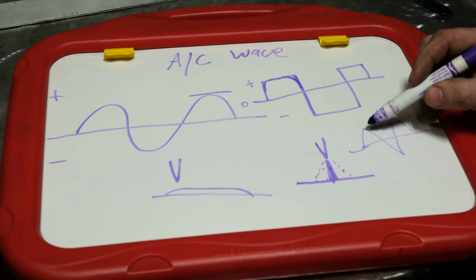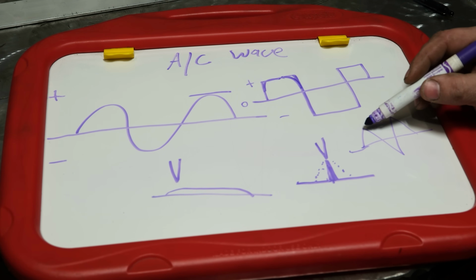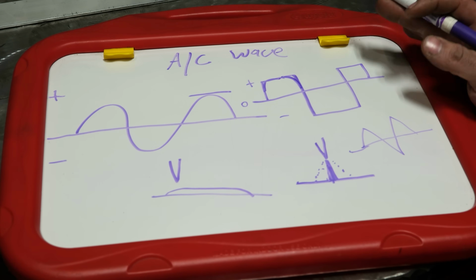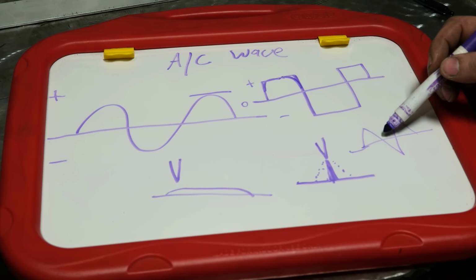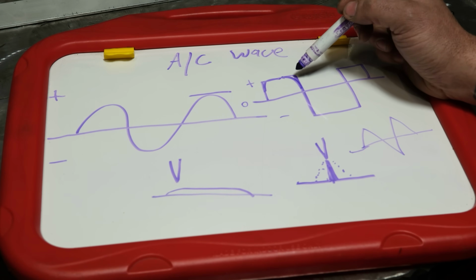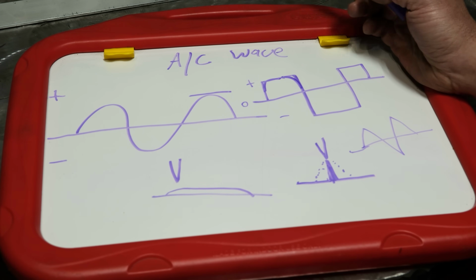Triangle wave tends to be very high pitched as well, and there's not much you can do about that. It is what it is, but like I said, heat input is going to be the least with triangle wave. It's typically going to be the most with square wave, and it's kind of going to be in the middle with the sinusoidal wave.